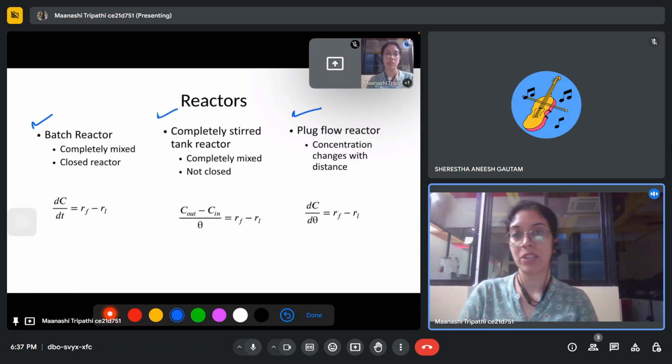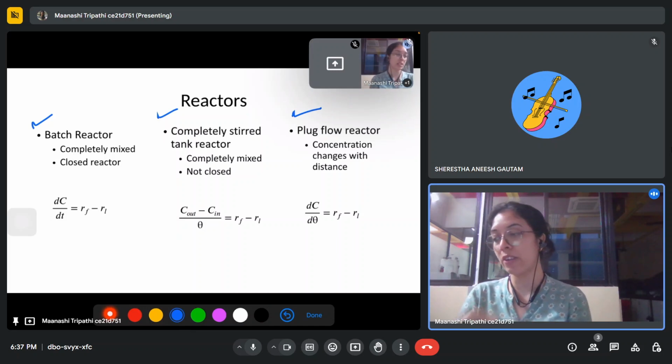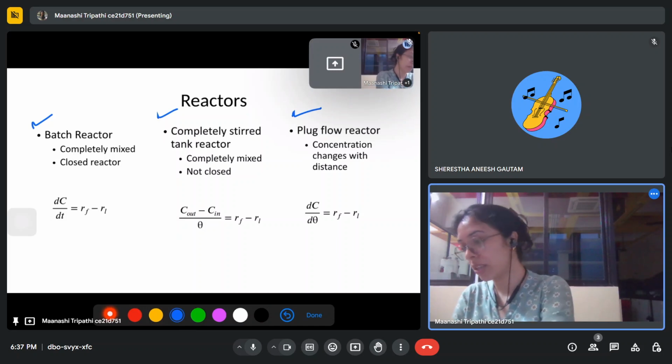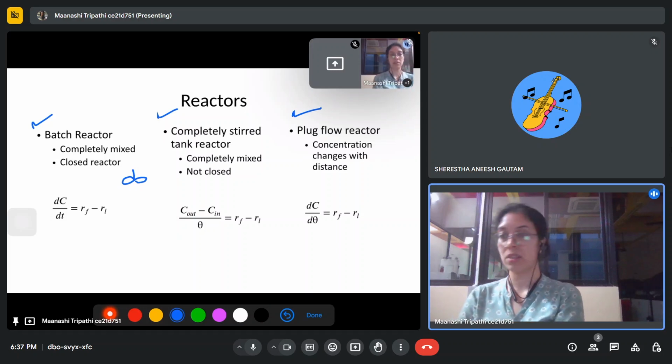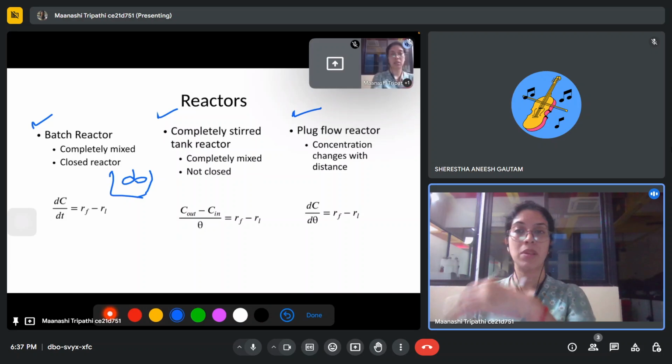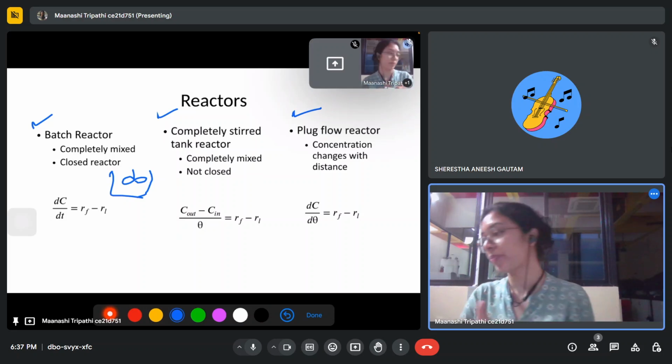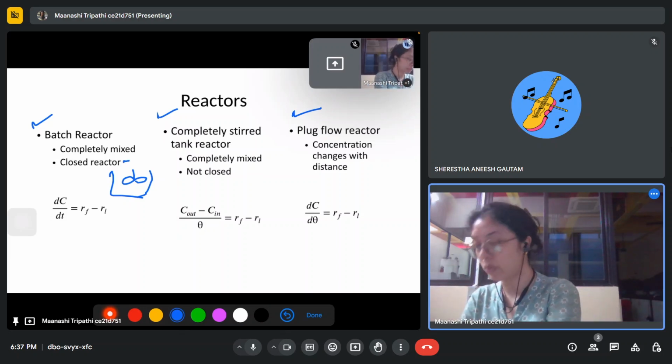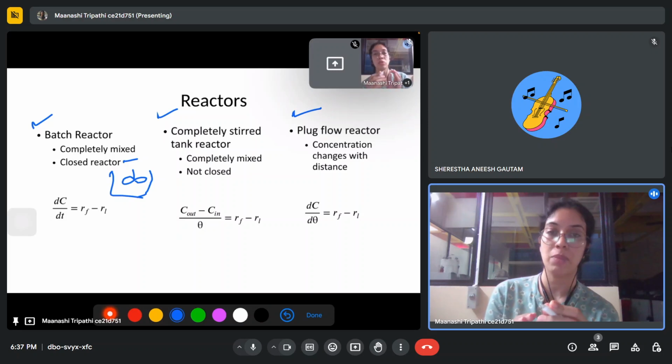What is a batch reactor? A batch reactor is a kind of reactor which is completely mixed. So this is the sign of mixing. Wherever this sign comes in anything, that system is assumed completely mixed. And it is a closed reactor. What is a closed reactor? Closed reactor means there is no incoming, no outgoing.